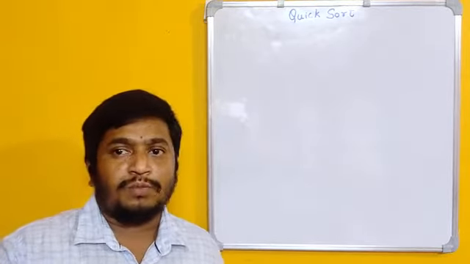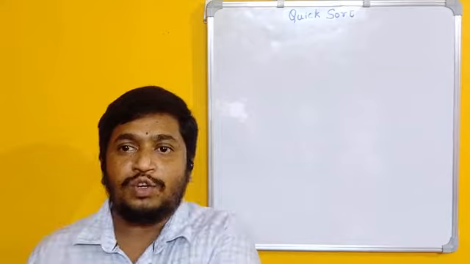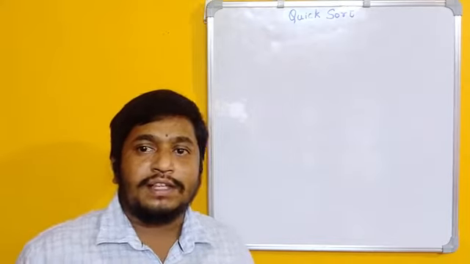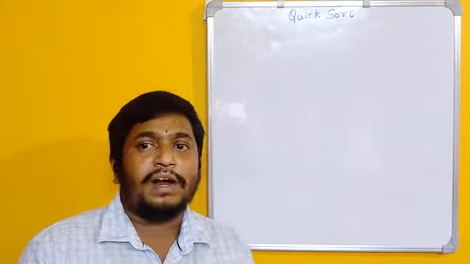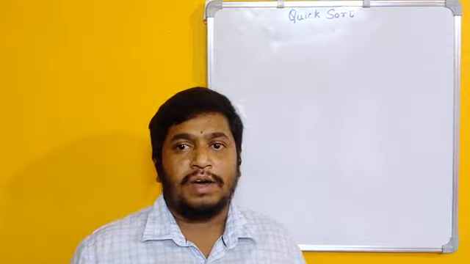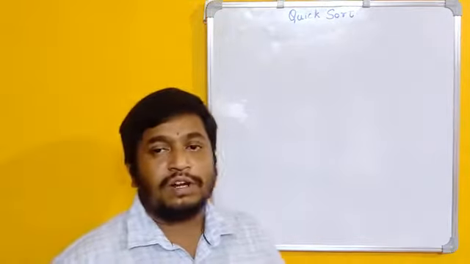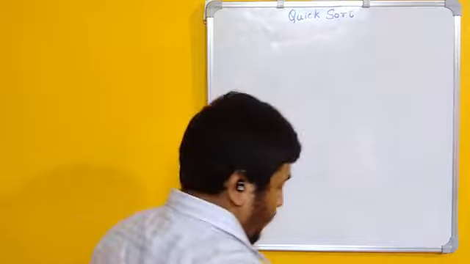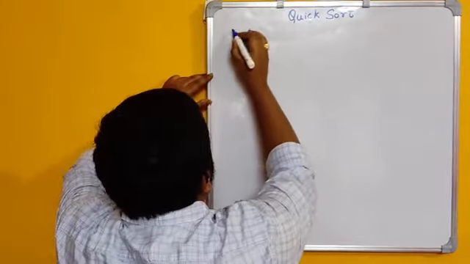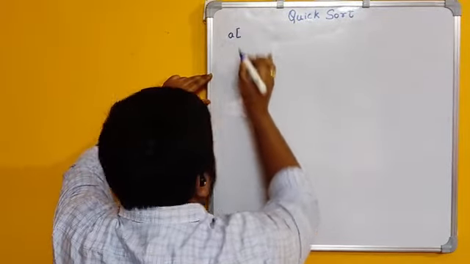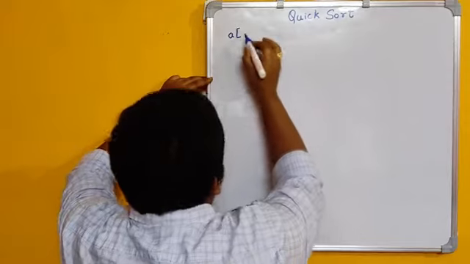It will get its correct position, and the rest, the two subarrays, will again have the same method implemented on them, and we will partition those subarrays. So let us see how that works with an example. We'll take one array of size 7.